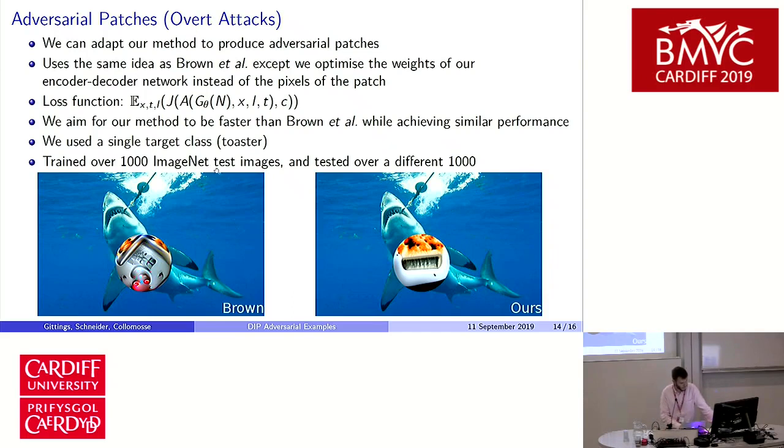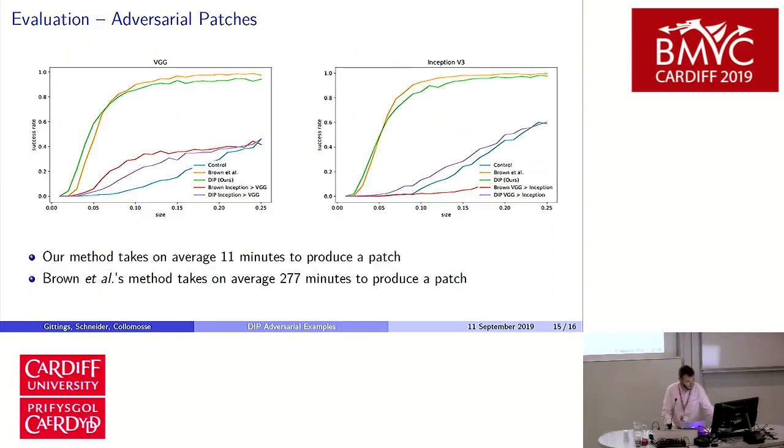And so this is what they look like. On the left you have Brown's method. On the right you have ours. So they do look quite different. These are supposed to be targeting toaster. I don't know if you can see a toaster in there. Maybe ours looks more like a toaster. I'm not really sure. So these are the results. As you can see, ours look very similar. They've effectively performed the same, but ours took only 11 minutes to produce a patch, whereas theirs took 277 minutes, which is over 4 hours.